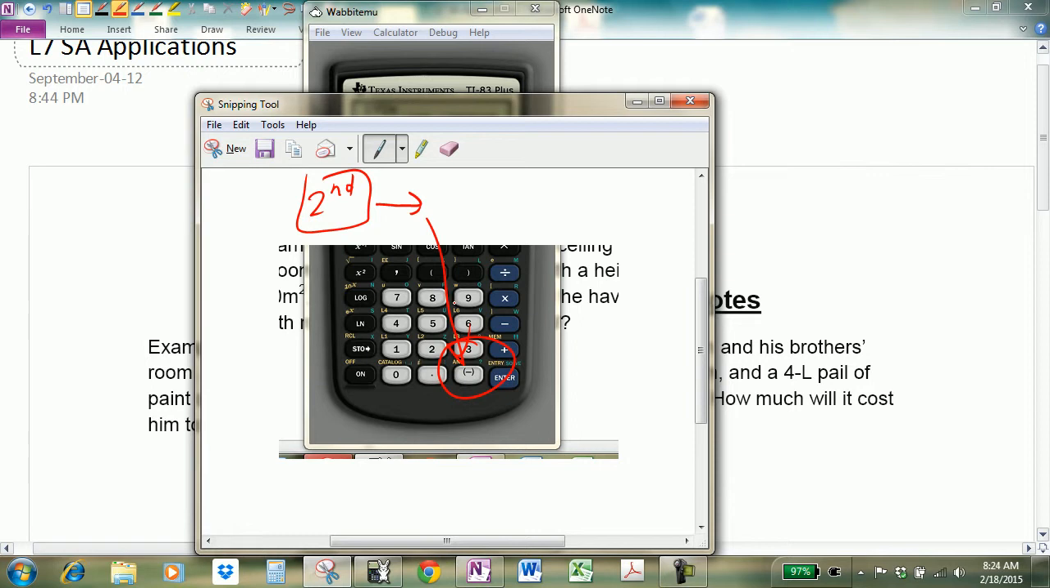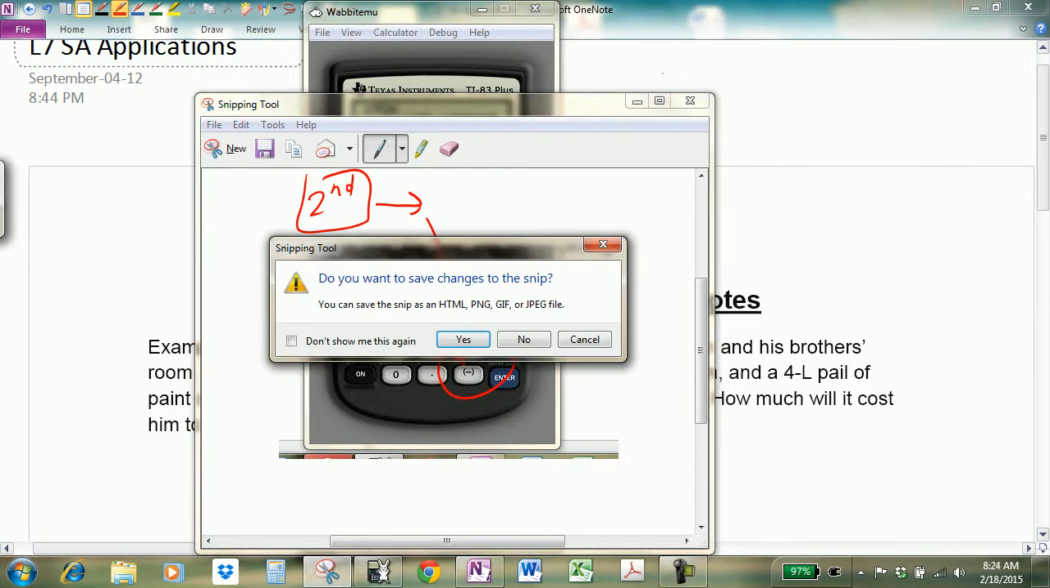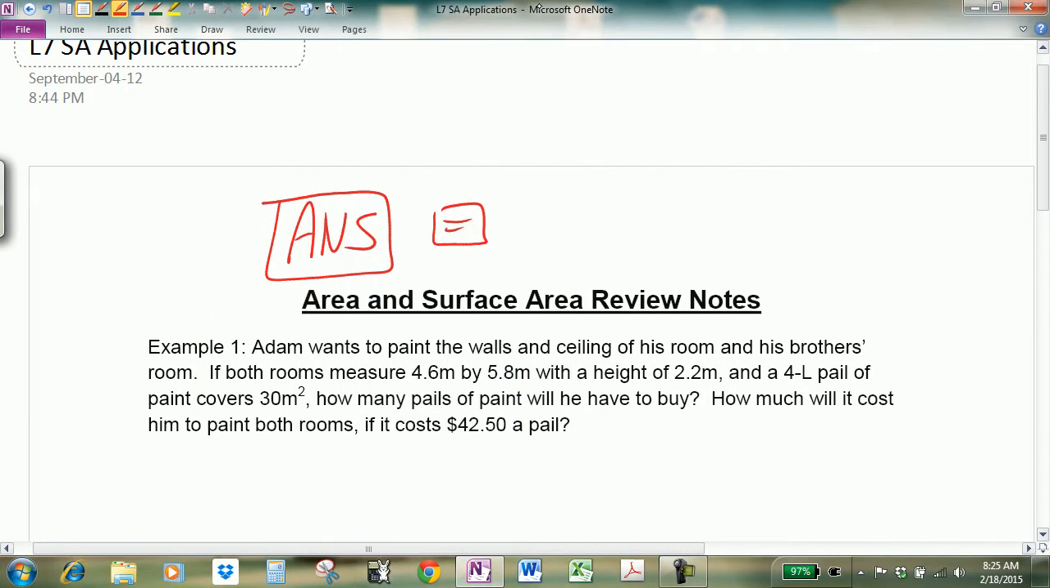Okay, so what I want you to do then real quick is I want you to go 3 plus 4, press equals. Okay. And so then I want you to go 16 times ANS. And then press equals, of course.